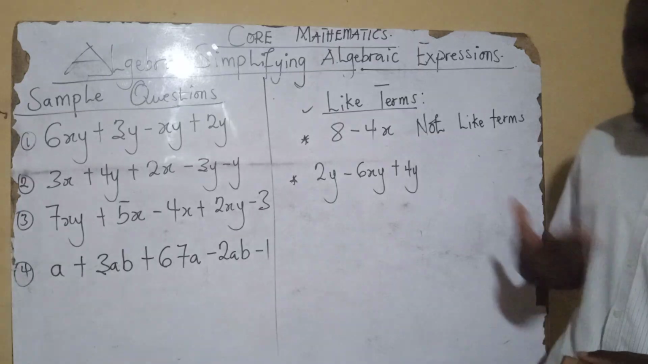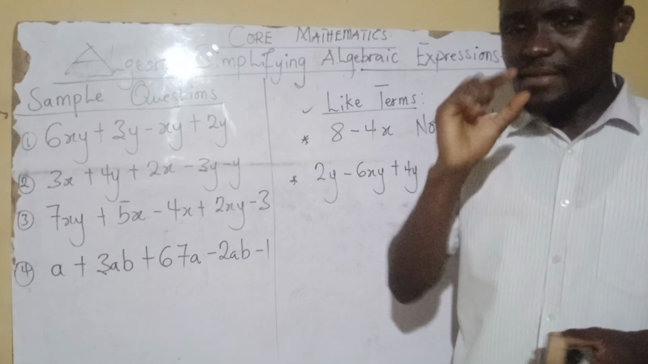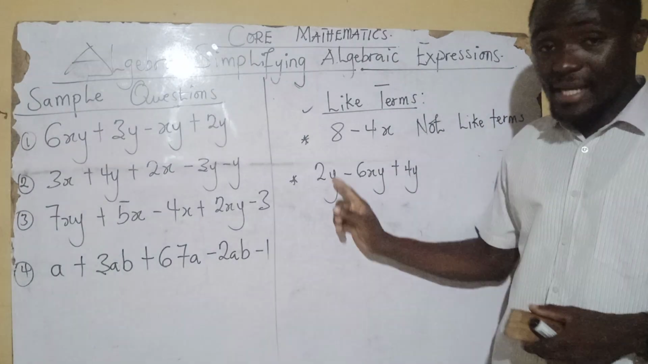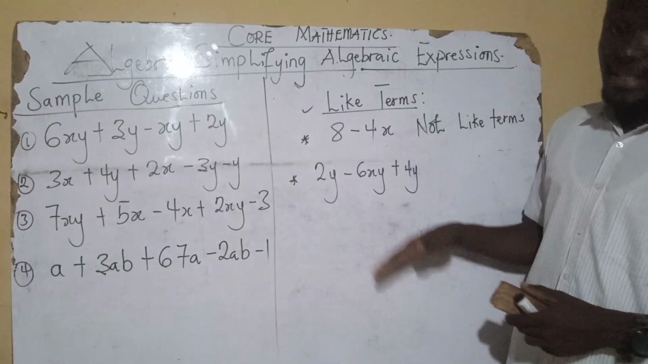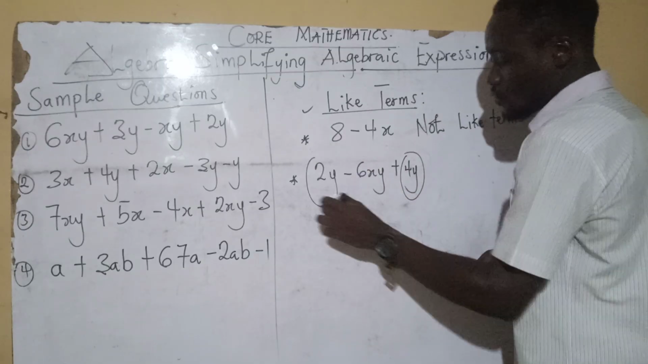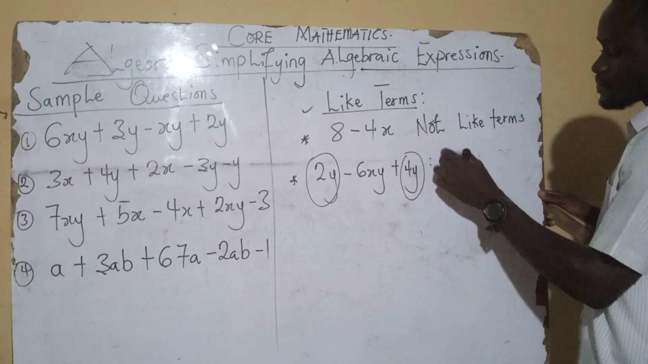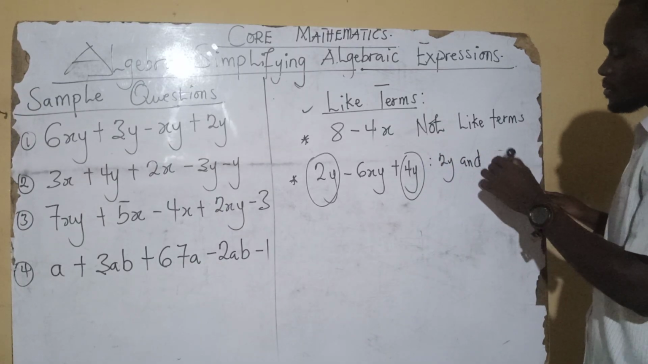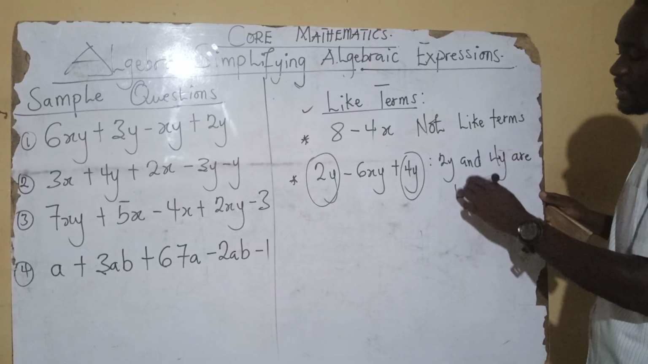So over here, looking at the like terms, we are referring to terms with the same identity. If I take the 2, it has variable y attached to it. The 4 too has variable y attached to it. So here I will consider 4y and 2y as what? Like terms. So I will say that 2y and 4y are what? Are like terms.